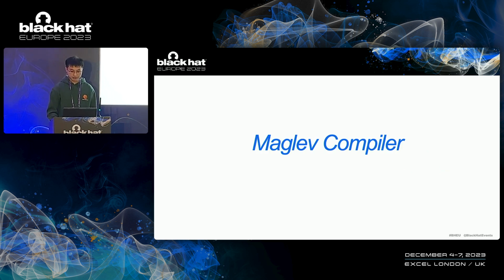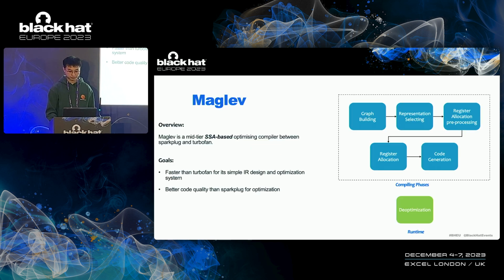Let's learn about the design and implementation of the Maglev compiler. Maglev is an optimizing compiler based on SSA. Its design goal is to achieve faster compilation speed than Turbofan and better code quality than Sparkplug. The overall compilation process can be divided into the following stages, which we will introduce one by one.